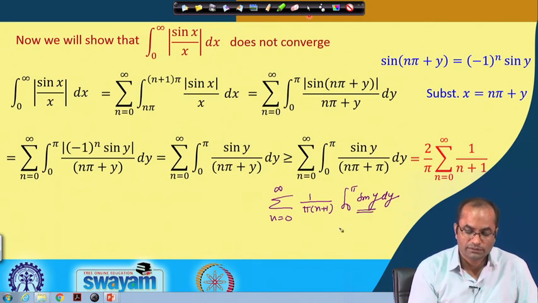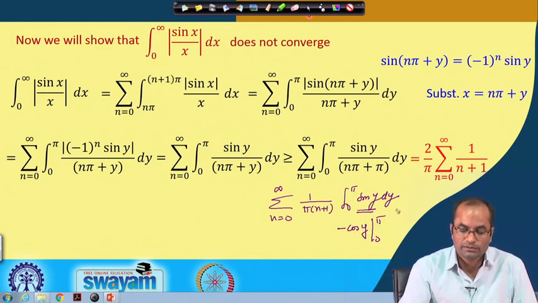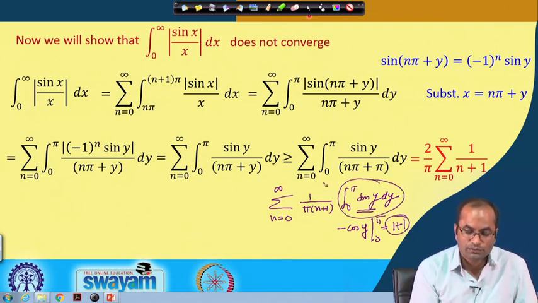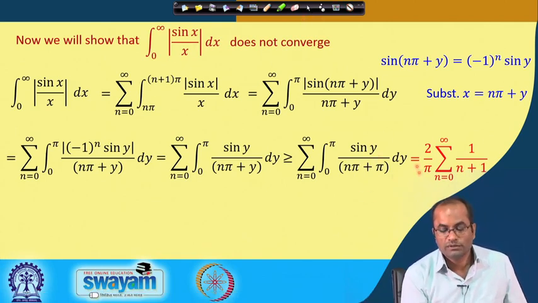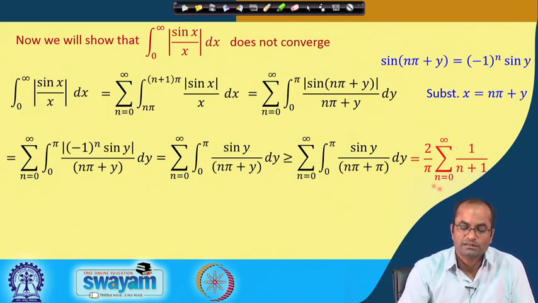So, this will be -cos y from 0 to π. When we substitute π, we will have -(-1) there, so minus will be plus, and then minus will be plus again. So, 1 plus 1, we have the value 2 here. So, this is replaced by 2, and we have the value 2 over π and the summation over 1 over n + 1. So, this integral is larger than this, and this is a well known series, which is a divergent series. That means the sum is infinity here.